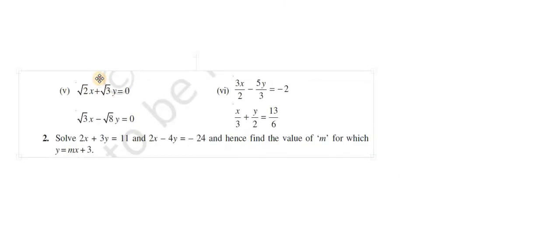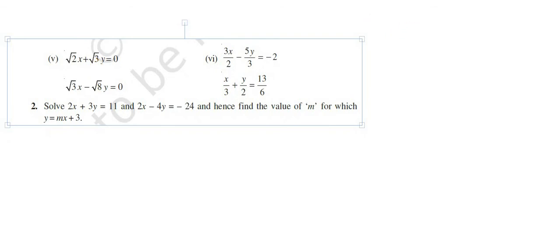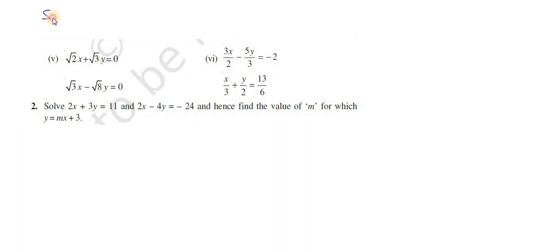Do these problems in your homework book. The first problem: square root of 2 x plus square root of 3 y equals 0, and square root of 3 x minus square root of y equals 0. And 3x by 2 minus 5y by 3 equals minus 2, and x plus 3 plus y by 2 equals 13 by 6.